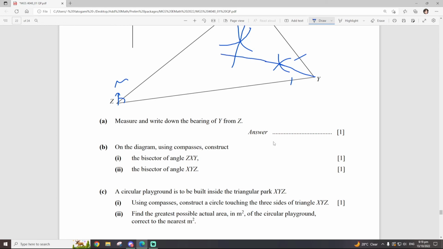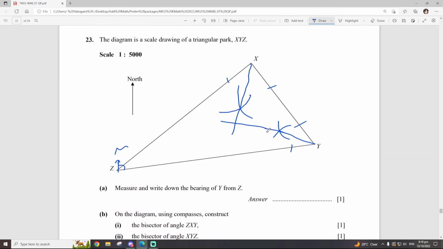A circular playground is to be built inside a triangular plot XYZ. Construct a circle touching the three sides. One of the observations is that this point is equidistant from all three sides. And you can actually draw the angle bisector of this if you want, and in fact it will also pass through this point. Constructing these angle bisectors is what we call locating the incircle of a triangle. So what you do is you put your compass needle on this intersection point.